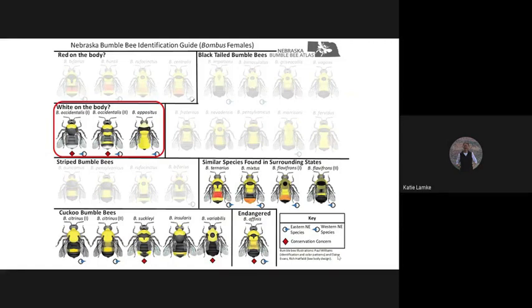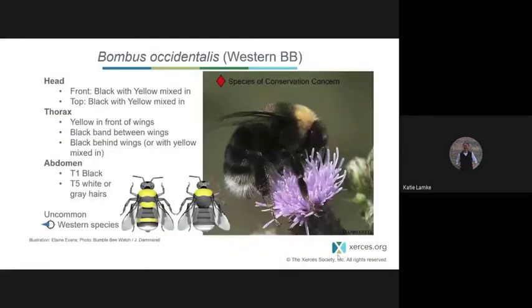One of them being occidentalis. It has a couple different color patterns to it. So Bombus occidentalis, or the western bumblebee, is a species of conservation concern and is pretty uncommon in our area, but it could still exist here. The front of the face and the top of the head are black with yellow mixed in. The thorax has yellow in front of the wings, and the remainder of the thorax is black, but it can have yellow mixed in the back, like this photo that you see here.